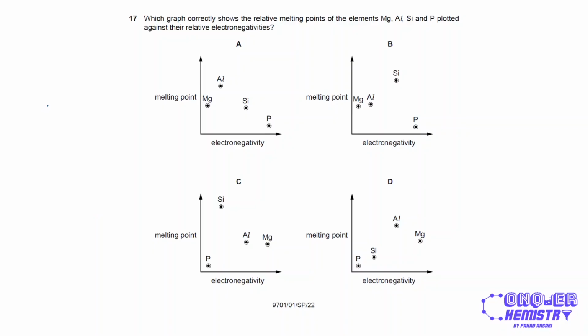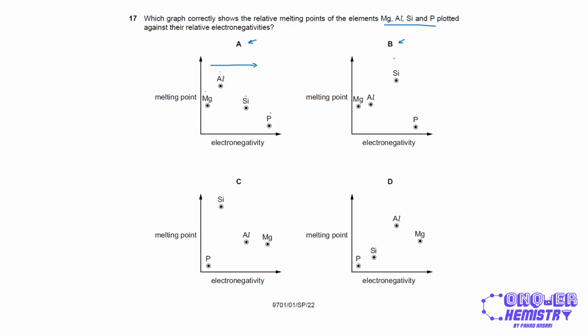In this question, we need to compare relative melting points of these 4 elements against their relative electronegativities. So we know that electronegativity increases across a period, right? So the order of these points, horizontally speaking, has to be magnesium followed by aluminium, then silicon, then phosphorus, because when you move from the left to the right across the periodic table, the electronegativity has to increase, right? So these are the only two options that consider this. So we're only going to stick to these.